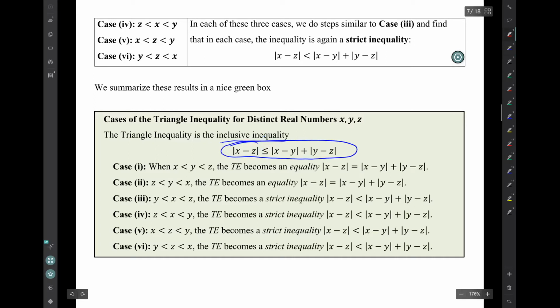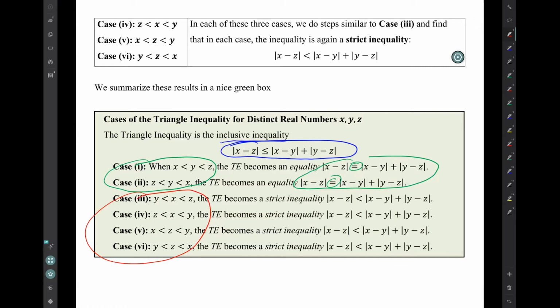But in particular cases, in cases 1 and 2, the triangle inequality becomes an equality. In the rest of the cases, 3, 4, 5, and 6, the triangle inequality becomes a strict inequality.